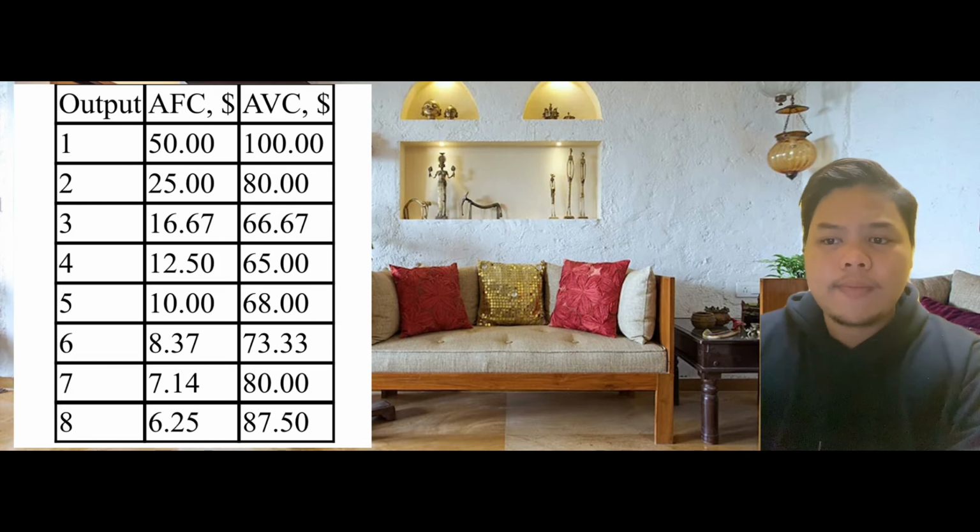A somewhat shorter way is to recognize that FC does not depend on output and calculate the marginal cost of the 7th unit as MC. MC7 equals VC7 minus VC6 equals AVC7 times 7 minus AVC6 times 6 equals 80 times 7 minus 73.33 times 6 equals 560 minus 440 equals 120.